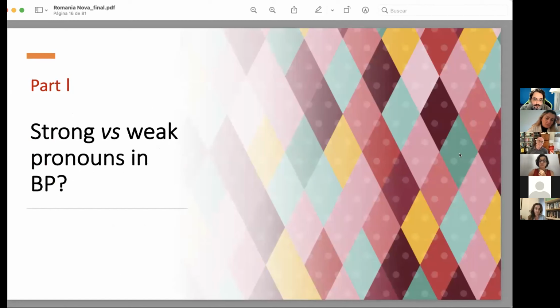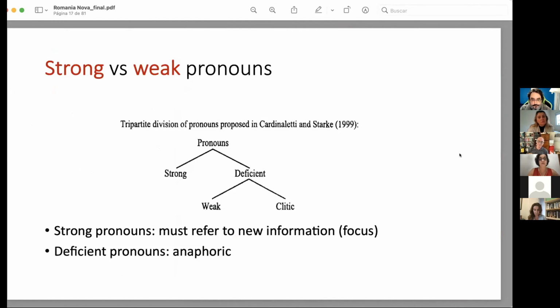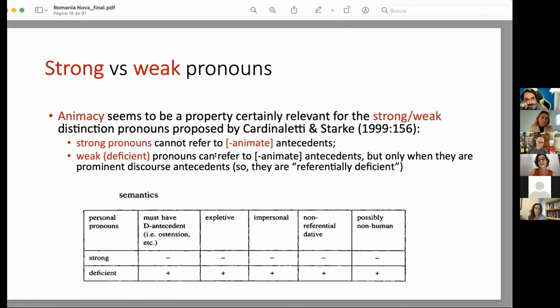So the question is, what are these full pronouns? Can we use the strong and weak partition for Brazilian Portuguese full pronouns? This is the classic work by Cardinaletti and Starke, who say that strong pronouns must refer to new information, focus, and deficient pronouns are anaphoric. Animacy seems to be a relevant property for the strong-weak distinction they propose, because they say that strong pronouns cannot refer to minus animate antecedents, but weak deficient pronouns can refer to minus animate antecedents, but only when they are prominent in discourse antecedents. So they are referentially deficient.